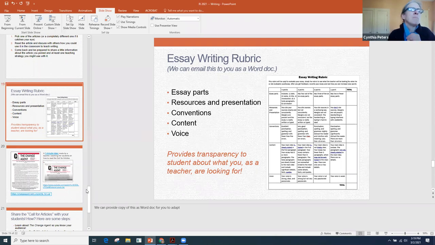Somebody might have an amazing voice, a powerful individual voice that you can really hear coming out in the writing, and they score really high on that, but they really need to work on their grammar and their spelling and their conventions. So they score a little bit less. Everybody gets to shine in a different way, and they get to see exactly where they're at. So I just recommend that you use something like this. The reason I'm providing it to you as a Word doc is because you can play with it if you want, you can change it.